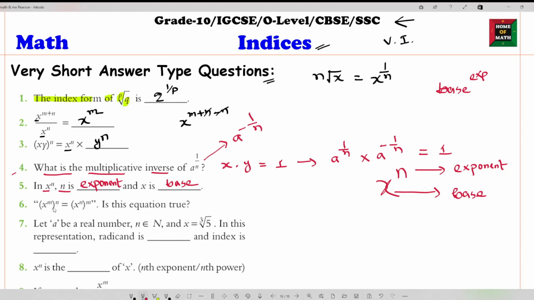Number 6: x to the power m to the power n equals x to the power n to the power m. Is it a right statement? So the equation is true. Yes.